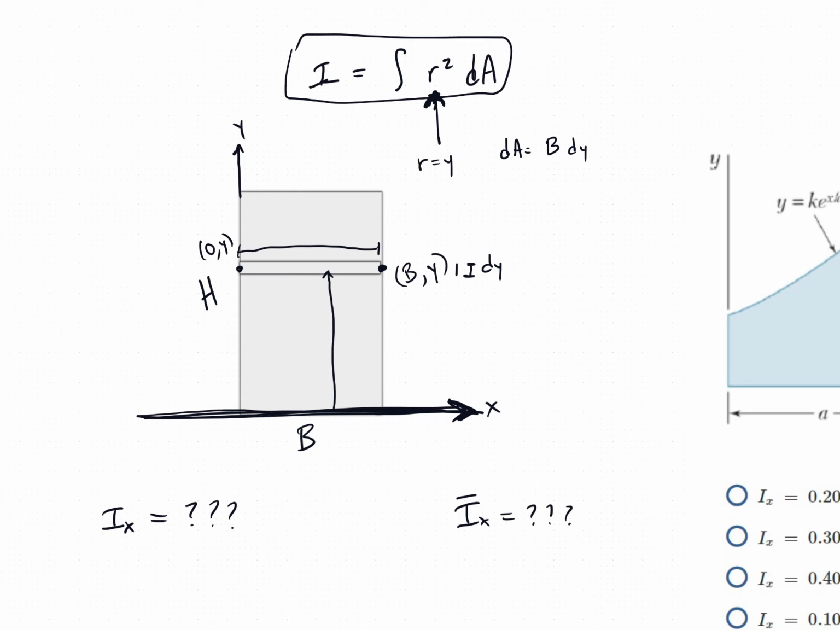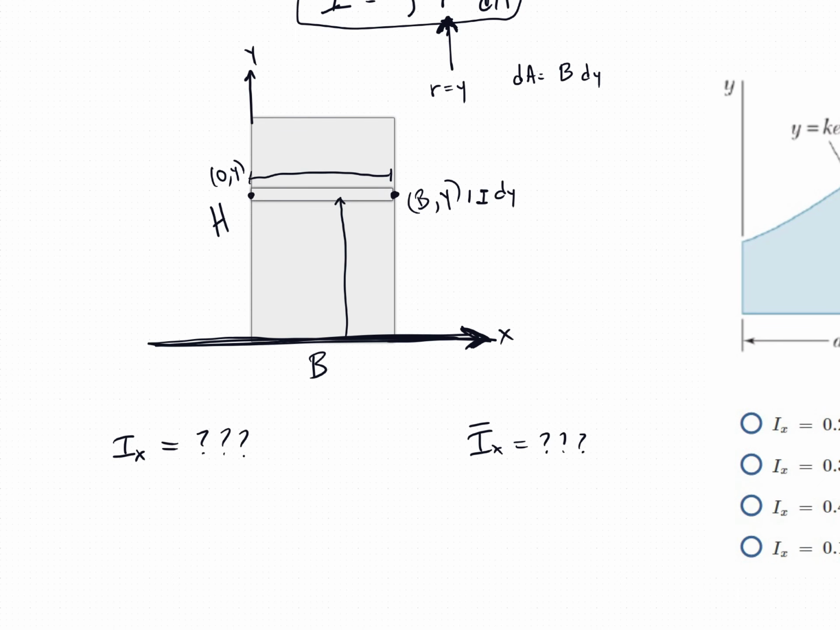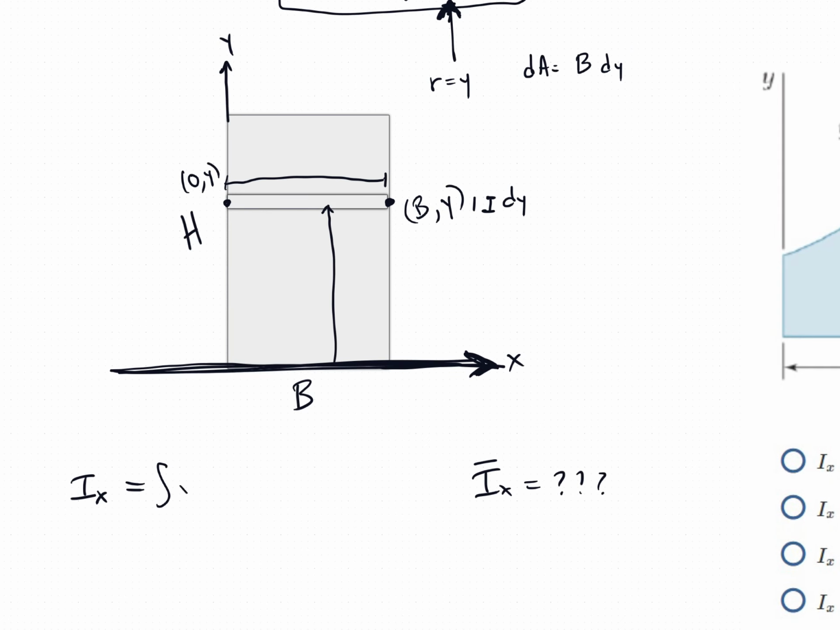Okay, so I can create a formula out of that. If I go down here, let's go ahead and solve this. We're going to integrate. I've got r squared, so that's going to be y squared. And then I've got dA, so that's going to be b times dy.